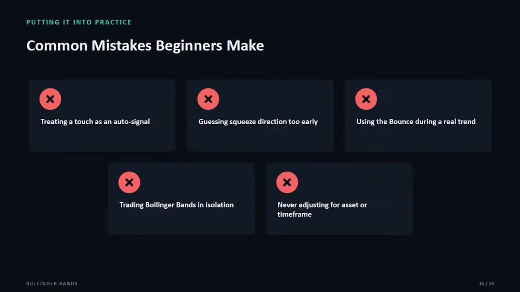Even with a solid checklist in hand, it's worth naming the mistakes most beginners still make, because I'd genuinely rather you hear these from me now than learn them the expensive way, with real money on the line. Mistake 1. Treating a touch of the band as an automatic buy or sell signal. We covered this at length. It's the single most common Bollinger Band error out there.